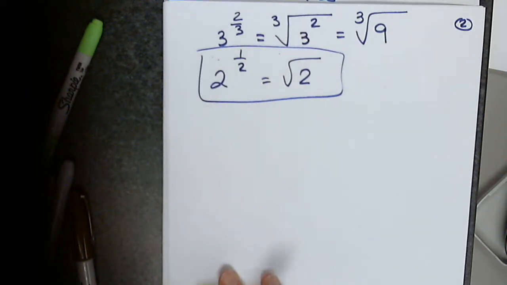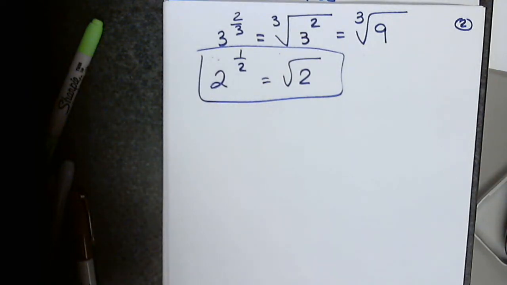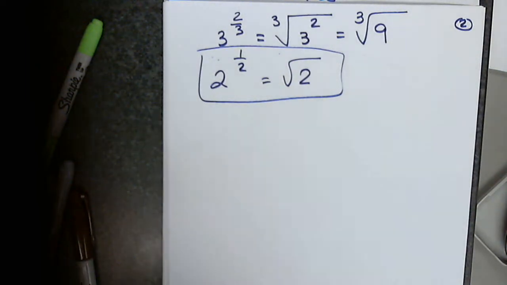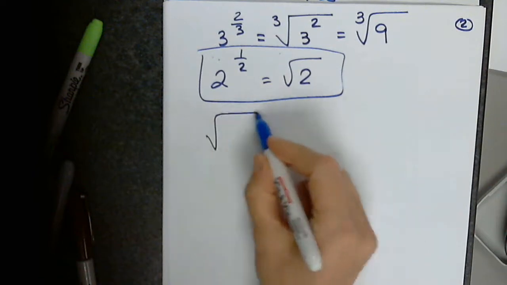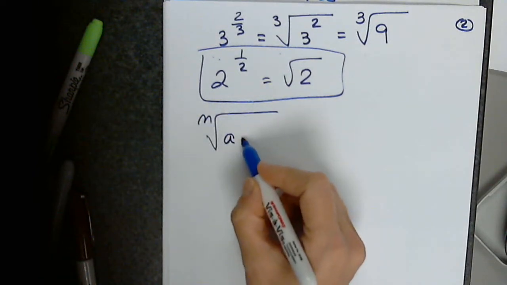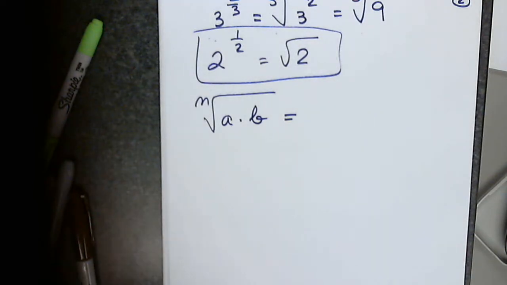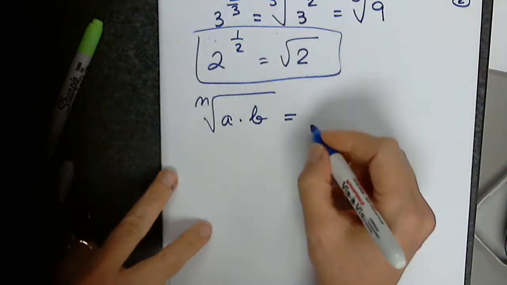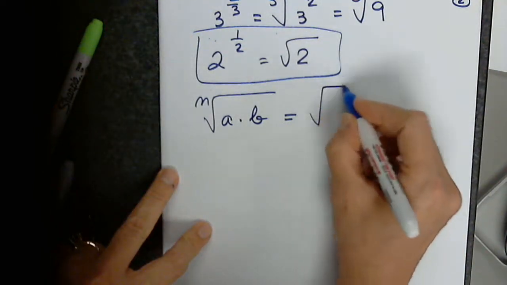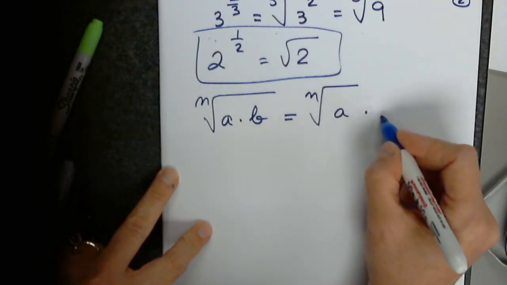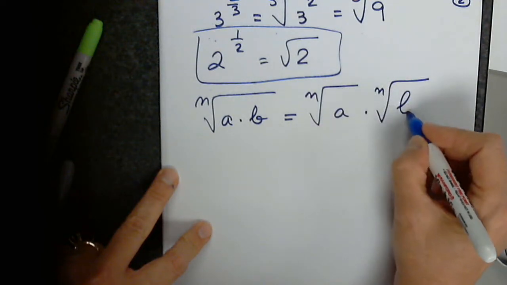Okay, here's our first, I should say second actually, but the first rule, other than changing from a radical into an exponential notation and from an exponential notation back to a radical. This is our first rule, the product rule. So the nth root of A multiplied by B can be written as, please put it in, the nth root of A multiplied by the nth root of B.